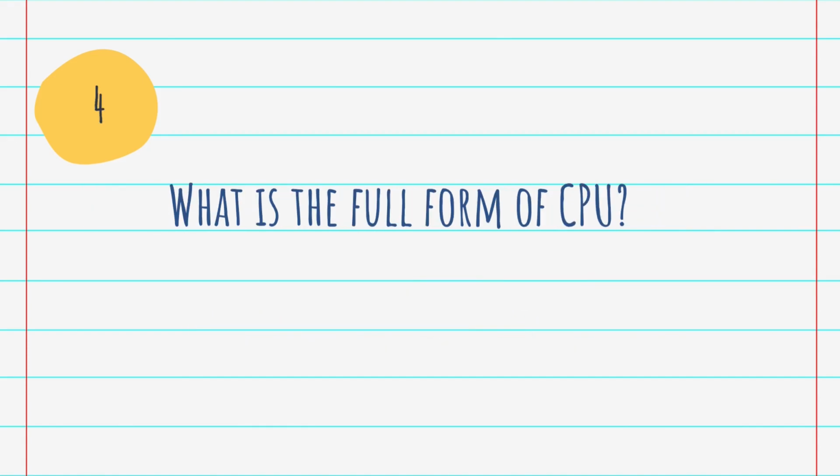Question number 4. What is the full form of CPU? The full form of CPU is Central Processing Unit. The CPU is known as the brain of a computer and it performs all the basic logical and arithmetic operations and transmits the programs of a computer.